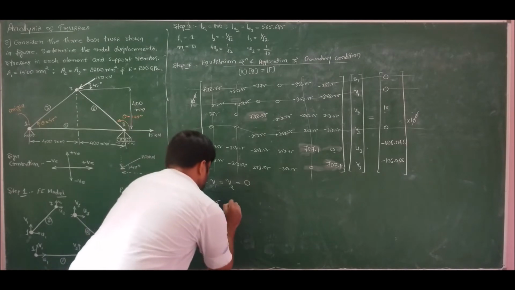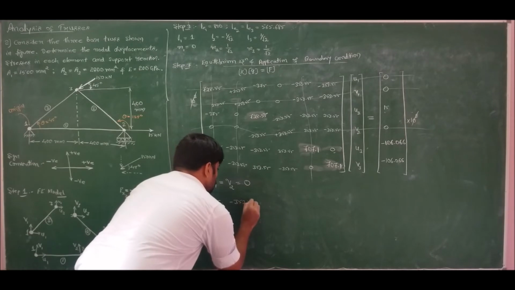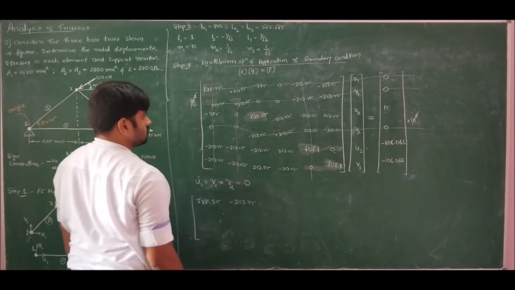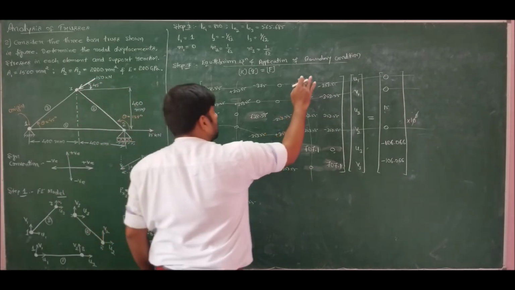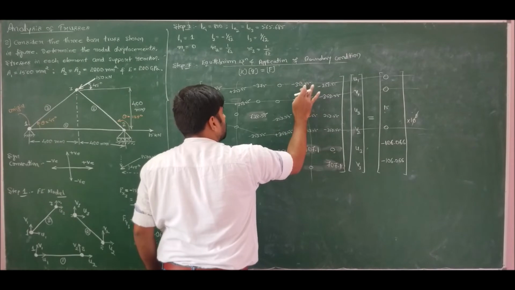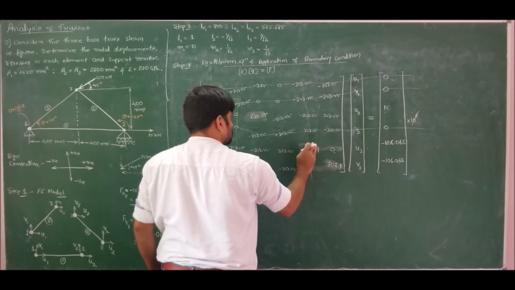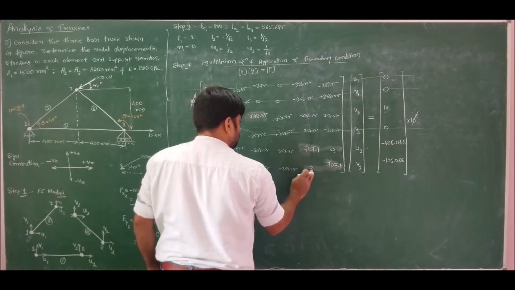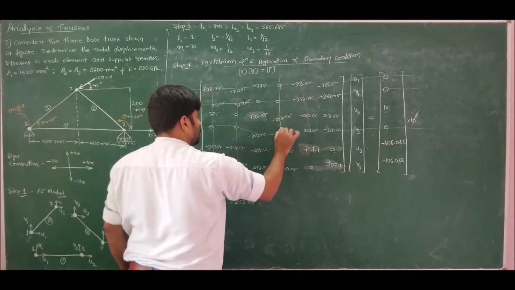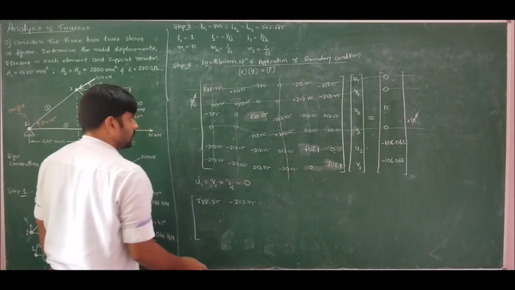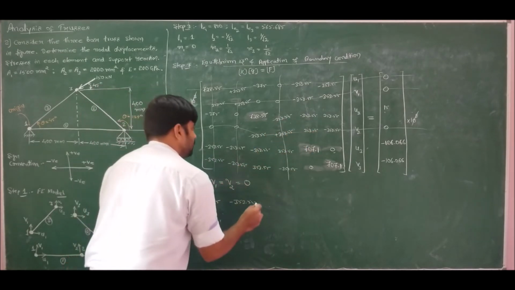728.55 minus 353.55. Sorry, I have eliminated the wrong one. I am extremely sorry. Instead of eliminating the fourth column, I have eliminated the fifth column. So V2 corresponds to the fourth row and fourth column, so this has to be eliminated. And we have plus 353.55.